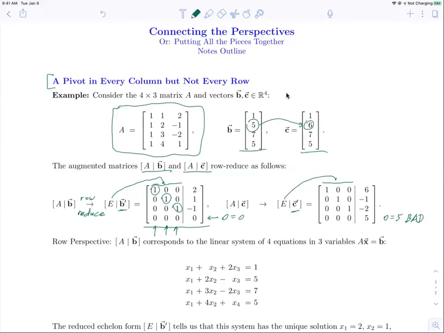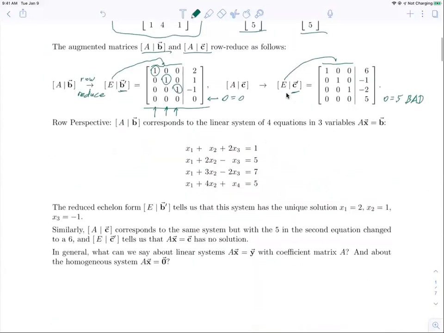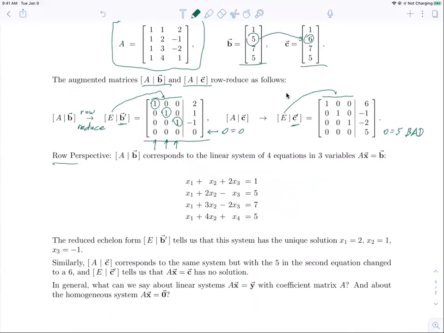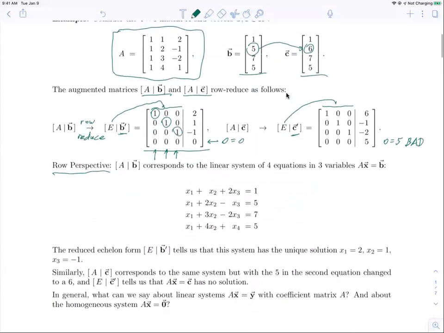So let's talk about this from probably the most natural perspective. The one we started with was the row perspective. Here's the row perspective. If we think of the augmented system, that's really the equation AX equals B. If we write out what that means, it's a system of 4 equations and 3 variables where the coefficients of x1, x2, and x3 are all the numbers here, with B being the numbers after the equal sign.